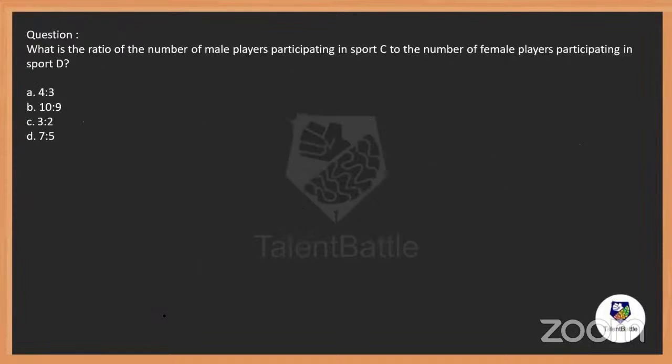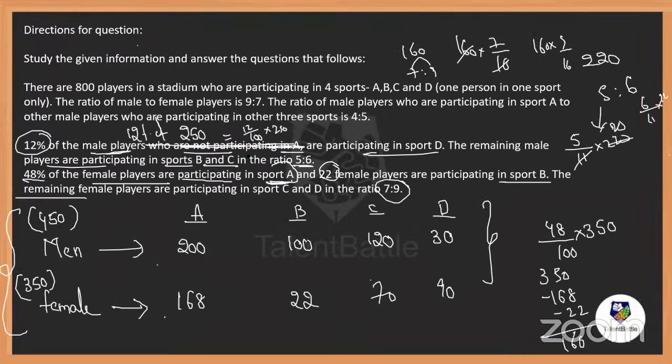Once we get the values, then we can easily try the questions they have given. So look at the first question. The ratio of the number of males participating in sport C to the females participating in D. So the ratio of male in C and female in D is what they're asking. So what is the answer? Male in C is how much? 120. Female in D is how much? 90. So what is the ratio?